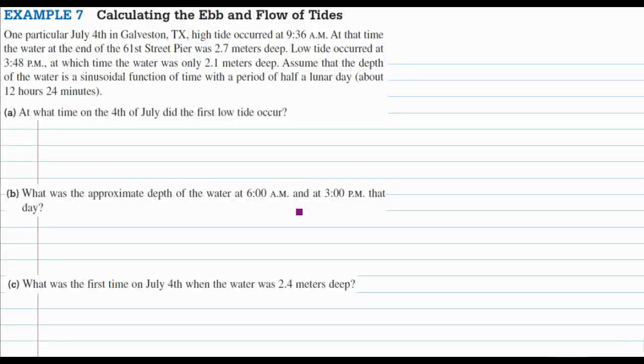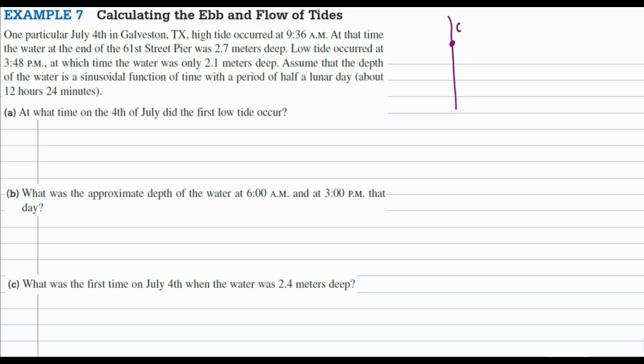This is the screencast for section 4.4, example 7, calculating the ebb and flow of tides. Ebb and flow of tides is rising and lowering of tides. One particular July 4th in Galveston, Texas, high tide occurred at 9:36 a.m. Okay, so I'm going to call that the beginning right off the bat, and I'm going to say that high tide occurred at 9:36 a.m.